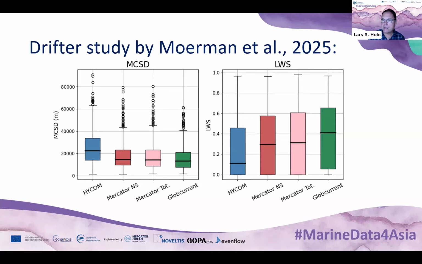The reason we chose the Copernicus product was that we have experienced that it provides better results than other global models like HYCOM. So here's another summary from another study from this year, actually, by a student called Bente Mørman, which is about to be published, and it shows that Mercator products from Copernicus give a better score for drifter data than, for example, HYCOM.